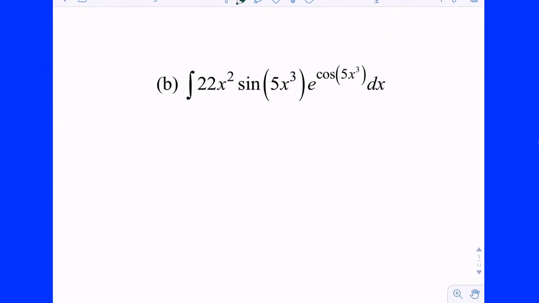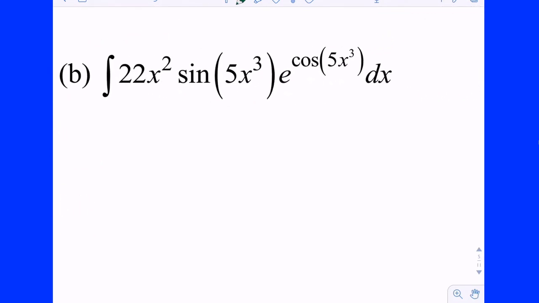All right, last one here. Very similar here. We got a 22, which is already in my final answer. You see that? It's already in my final answer. We got an x squared, we got a sine of 5x cubed, and an e to the cosine of 5x cubed. Which of those three factors looks bulkier? E to the blob, the last one. So e is probably the outside function, and that's probably the inside function.